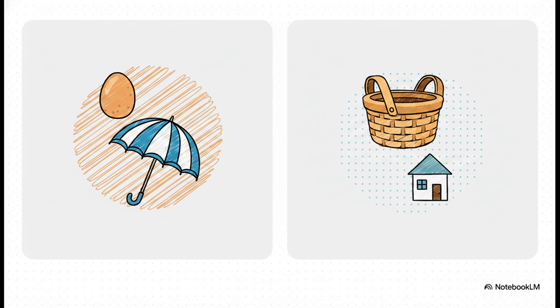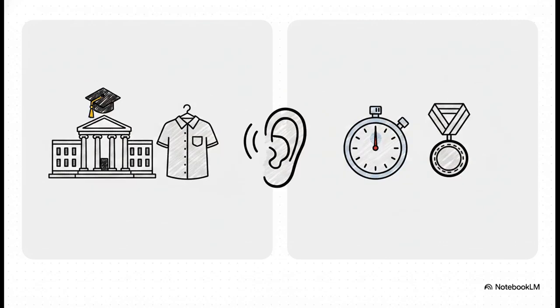You use an before words that start with a vowel sound, A, E, I, O, U. So, an egg or an umbrella. And you use a before words starting with consonant sounds. A basket, a house. Smooth, right? But wait, here's the secret exception that trips up so many people. The rule is based on the sound, not just the spelling.